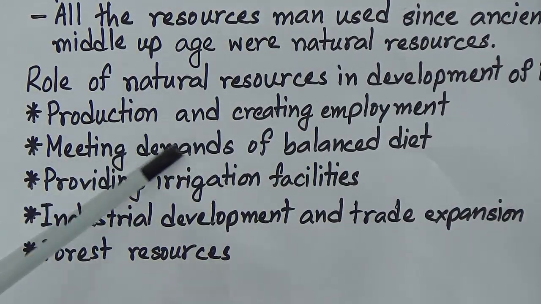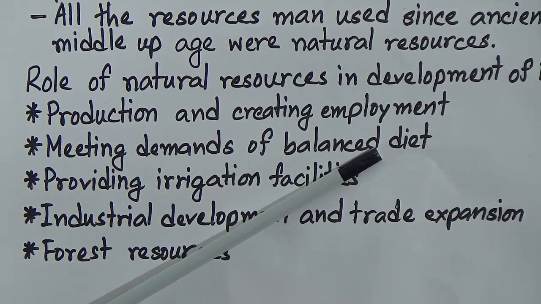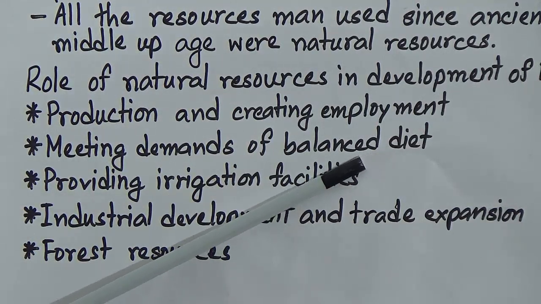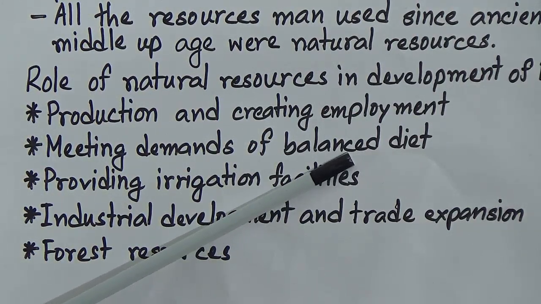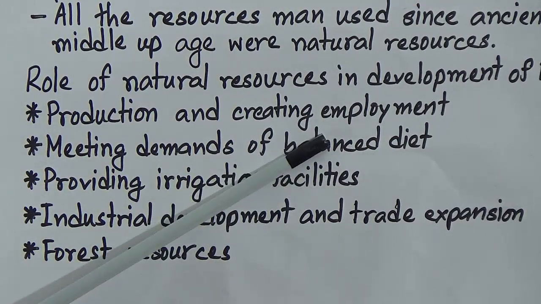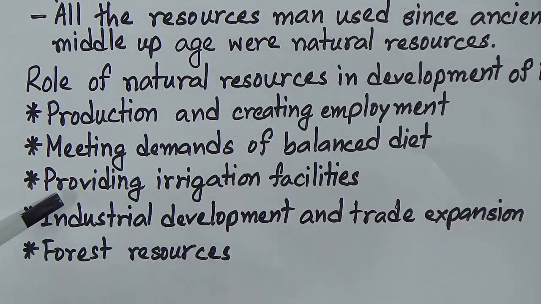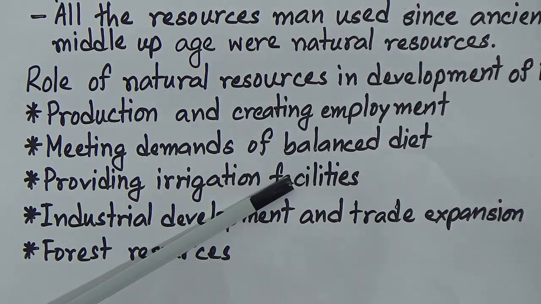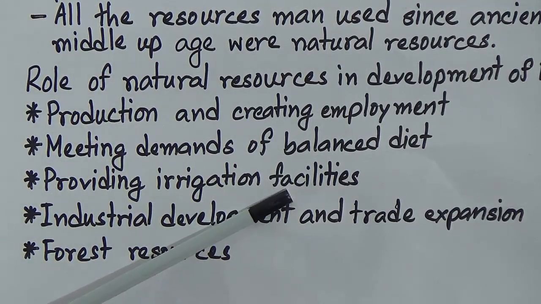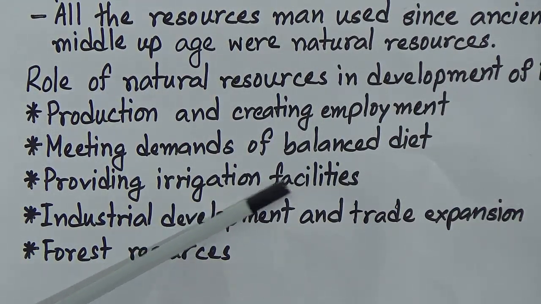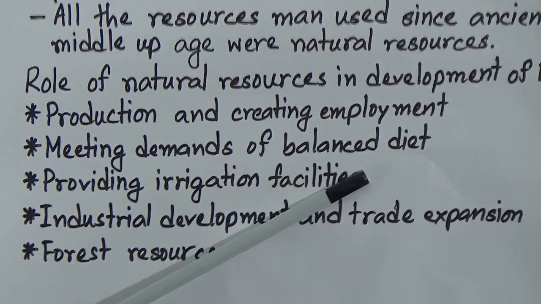Next one, meeting demands of balanced diet. Now, animal resources like cattle, fowl and fish have increased and met the demand of our country. The farms provide employment for many people of the country. Next one, providing irrigation facilities. Now, in dry season, we can increase agricultural production by providing irrigation facilities. And we all know that we have many rivers, canals and harbors to provide irrigation facilities to the farmers.